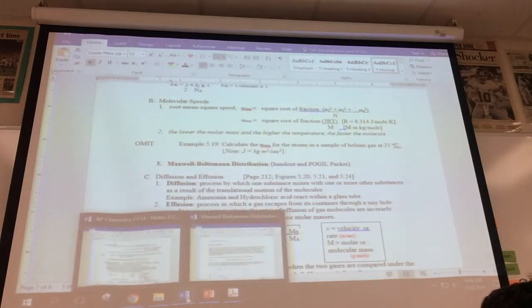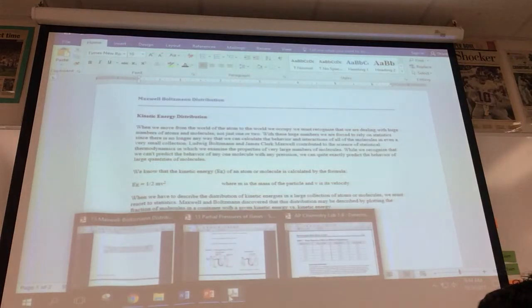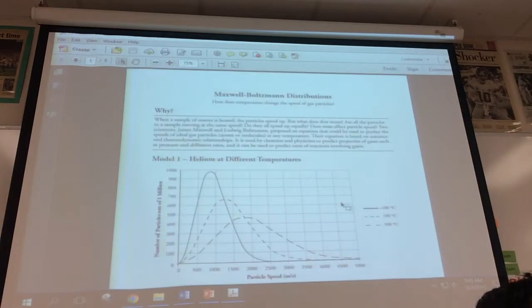I've provided you with 2 handouts. This is the first one on the screen. The second one is the POGIL packet, and again, this will help you tremendously in understanding the Maxwell-Boltzmann distribution.